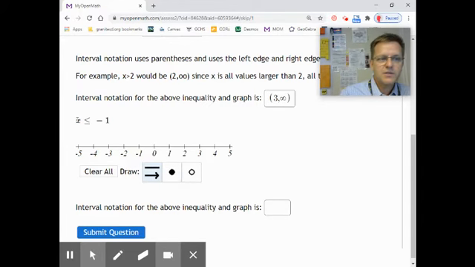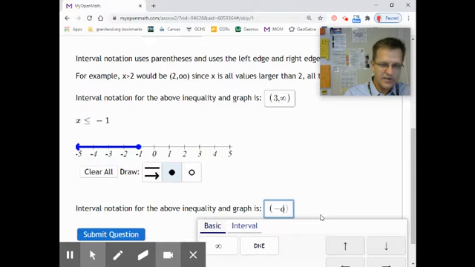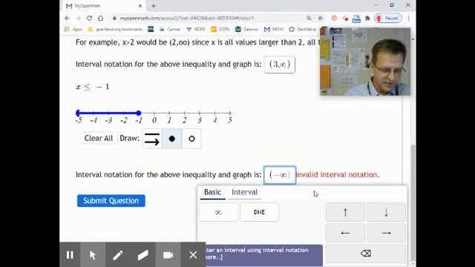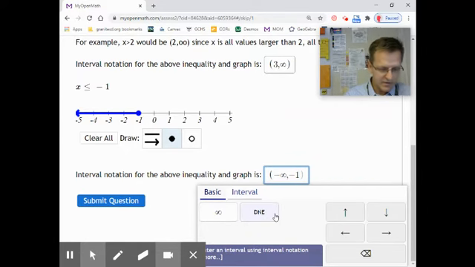Now, how about this one? This one says our secret number is less than or equal to -1. So we're going to start at -1 and we're going less than, so down, but it can be equal to -1. So we're going to use a solid dot because that means it can be -1, but it's also everything below. So on the left side, negative infinity, right? On the right side, -1. Square bracket or round bracket? Well, square bracket. Now, if you want, you can click this interval thing here.